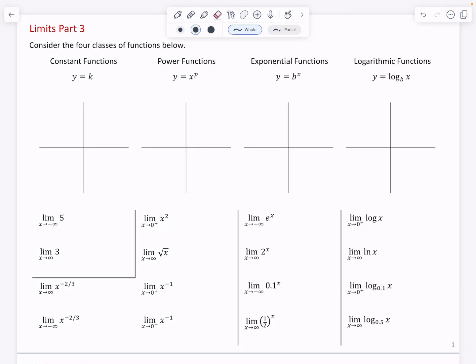Hello, calculus students. This lesson is part 3 of a 3-part series on limits. For this part, we will focus on limits at ends of functions. We begin with a review of 4 classes of functions.